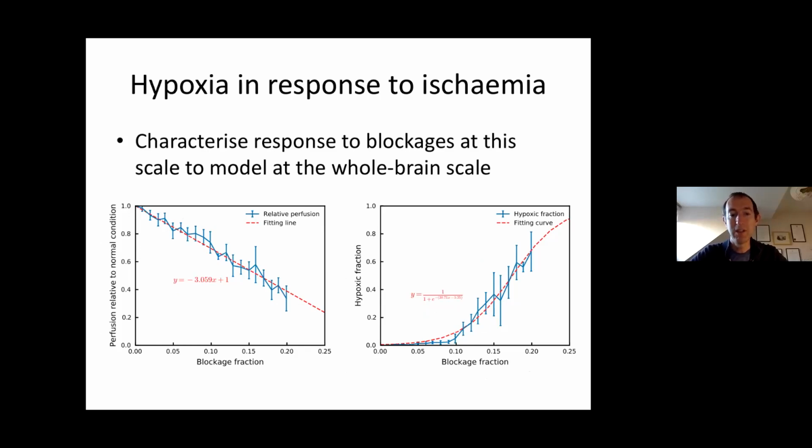And likewise, the hypoxic fraction. Now, this is not linear. You can block up to about 10% of the vessels, and really there's almost no hypoxia. But once you get above 10%, it's pretty linear, and then it goes up pretty quickly. By the time you get to 20% blockage fraction, there's about 60% hypoxia. So perhaps unsurprisingly, this is really, really non-linear.